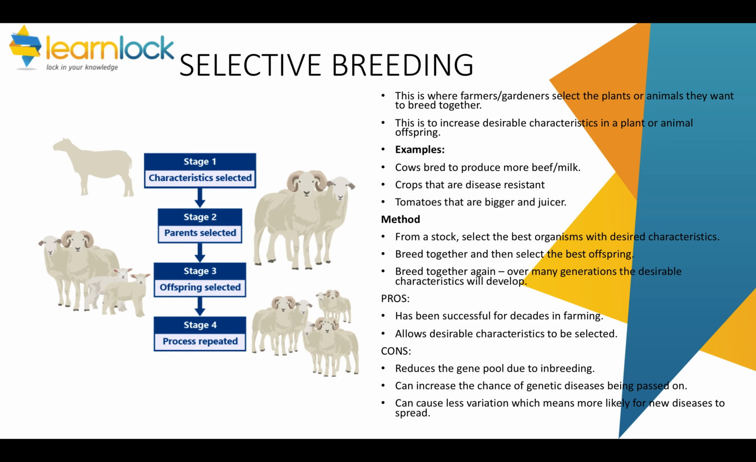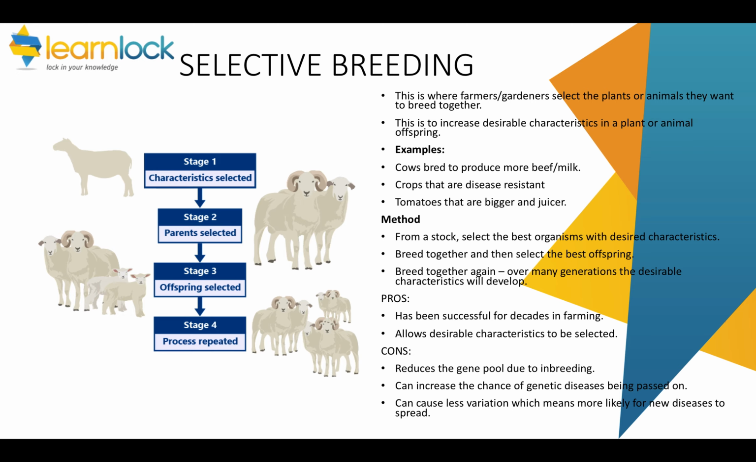By choosing these organisms and breeding them together over many, many generations, you get the desirable characteristic developing over and over again. And of course, every time these animals mate and produce new young, they're not all going to have that desirable characteristic. So the whole key with selective breeding is it continues for many generations. You keep breeding and breeding again. Now the good thing about this is it's been going on for years, decades in farming, without even understanding the term genes. And it's allowed for desirable characteristics to be selected.